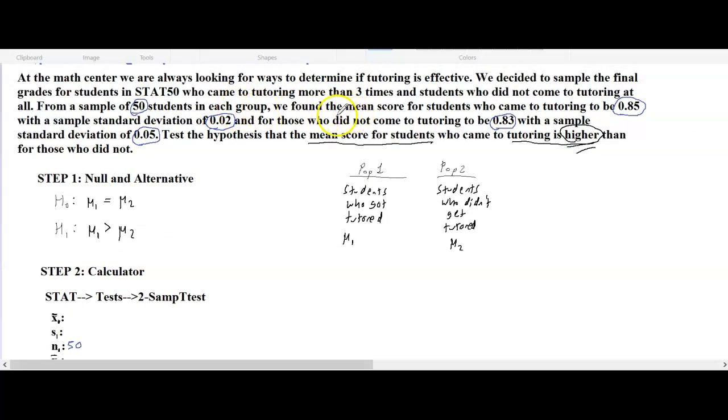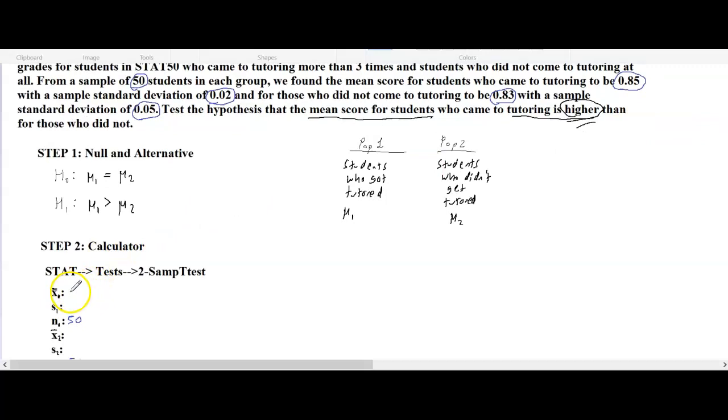Let's see what else. Then it says we found the mean score for students who came to tutoring to be 0.85. So that's the sample mean for those who came to tutoring, with a sample standard deviation of 0.02. So that's our sample standard deviation for that population. For those who did not come to tutoring to be 0.83. So that means that's our sample mean for those who did not come to tutoring with a standard deviation of 0.05.